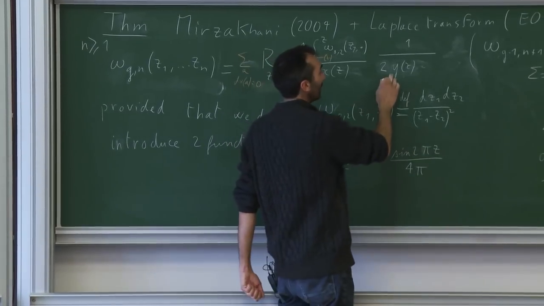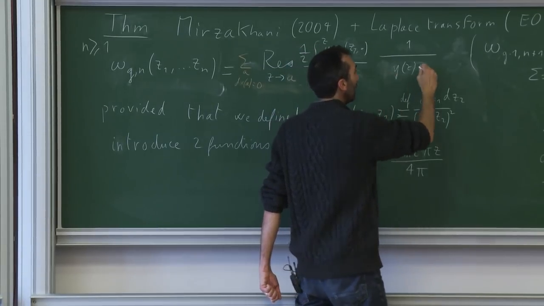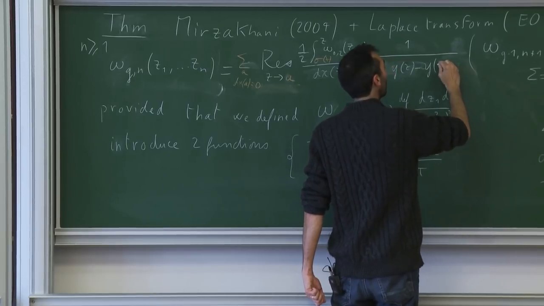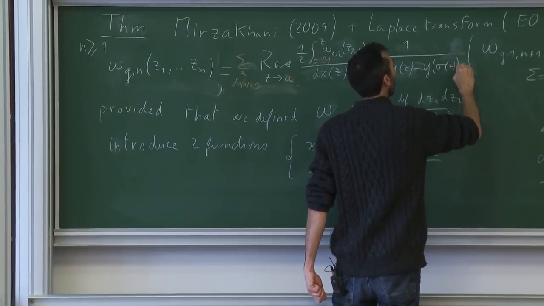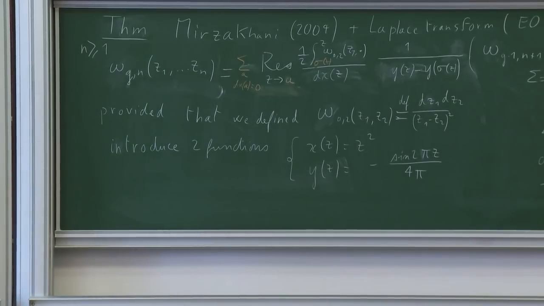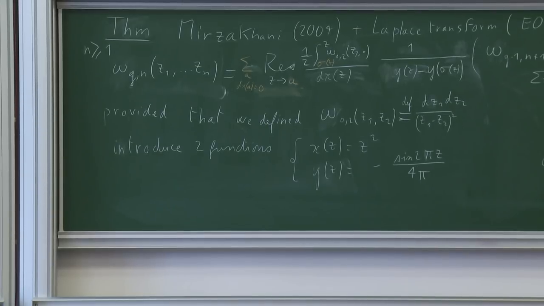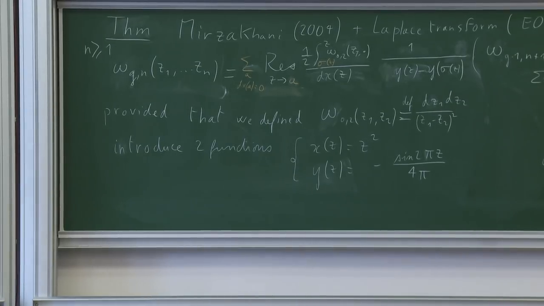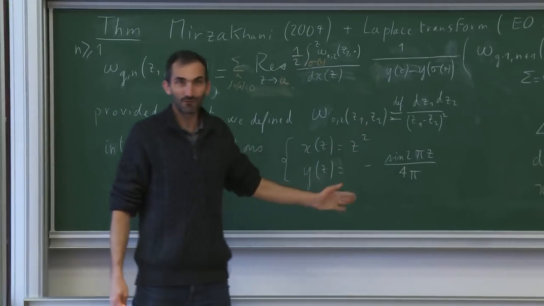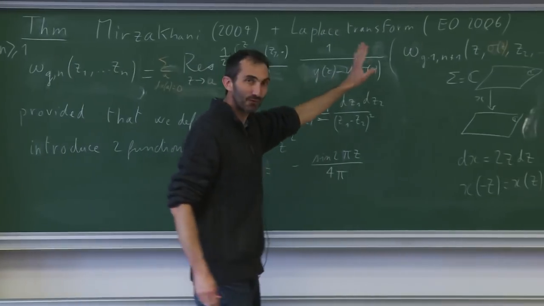Just let me say that here I wrote 2 times y of z, but let me be more subtle and write it this way: y of minus z, which is y of sigma of z. In that case, y is an odd function, so it does not change anything. But there are many examples that we shall consider where y is not an odd function, and making this difference is crucial.